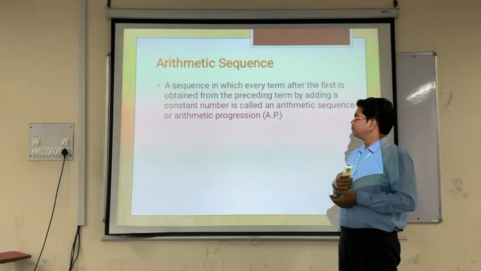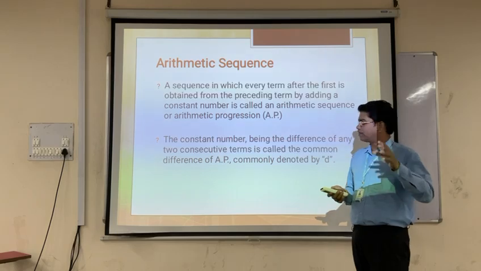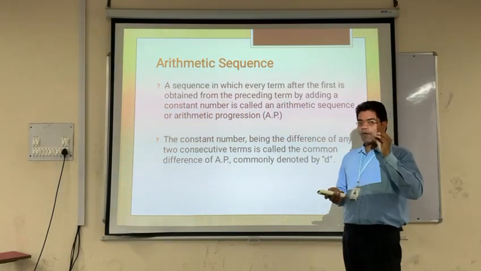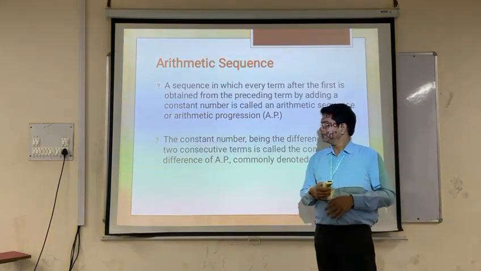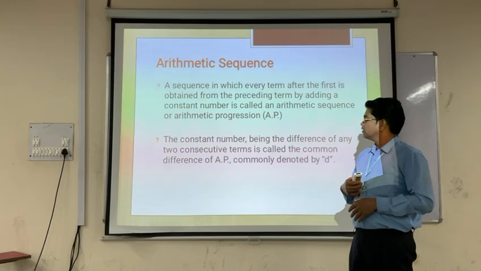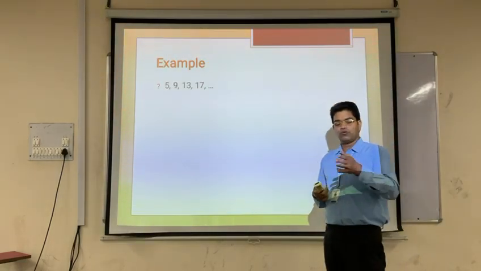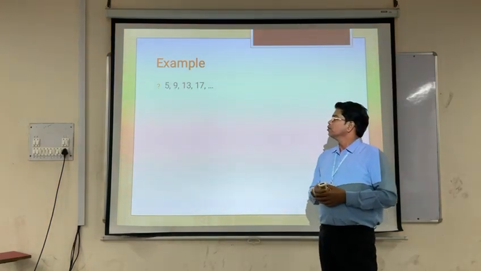Now let's move ahead. The constant number, the difference of any two consecutive terms, is called the common difference. And it is usually denoted by d. Let's see the example which will help you to understand the concept of arithmetic progression much better.